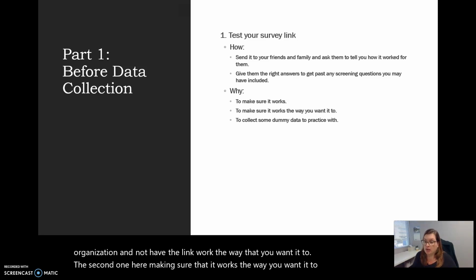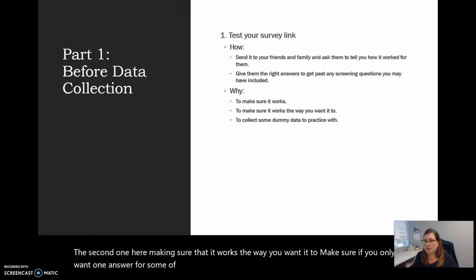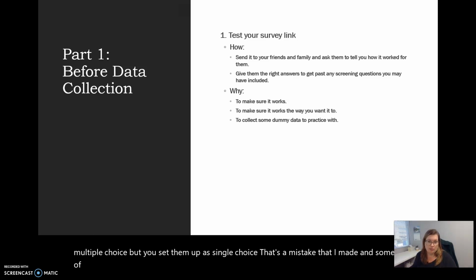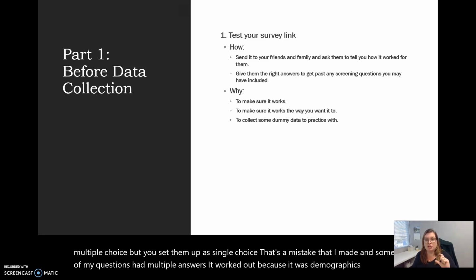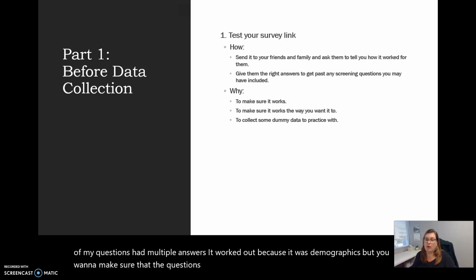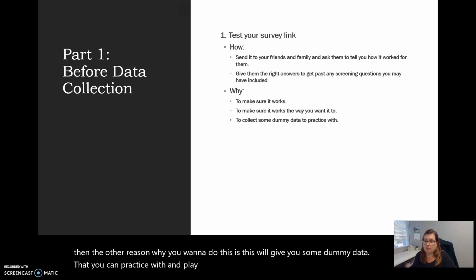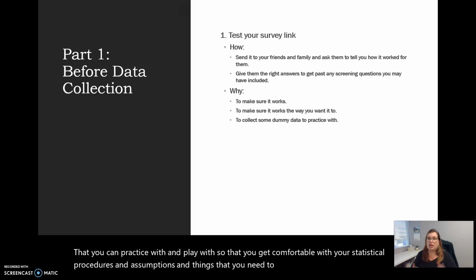Make sure if you only want one answer for some of your demographics, make sure that you don't give them multiple choice, but you set them up as single choice. That's a mistake that I made, and some of my questions had multiple answers. It worked out because it was demographics, but you want to make sure that the questions are set up the way that you need them to be set up. And then the other reason why you want to do this is this will give you some dummy data that you can practice with and play with so that you get comfortable with your statistical procedures and assumptions and things that you need to do when you get your real data in hand, okay?